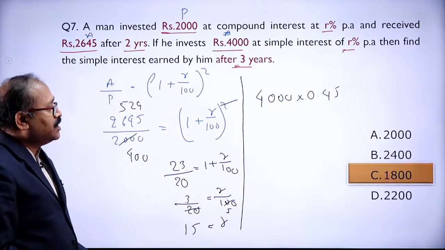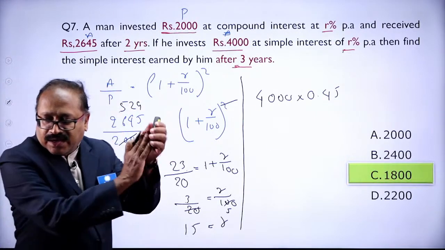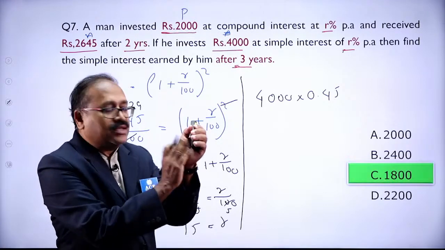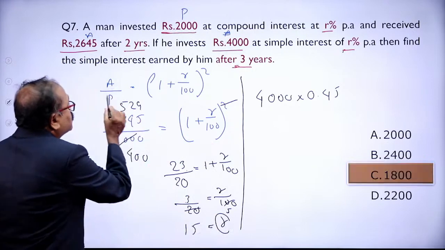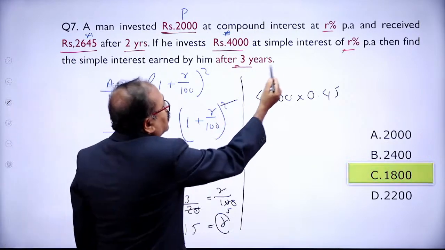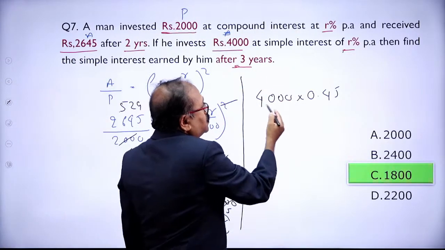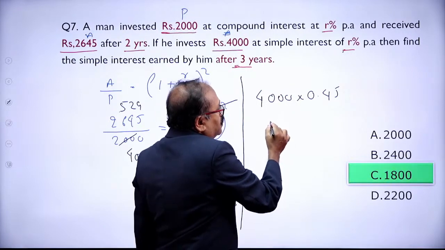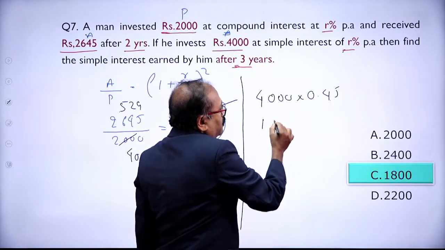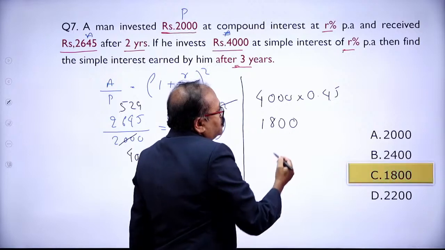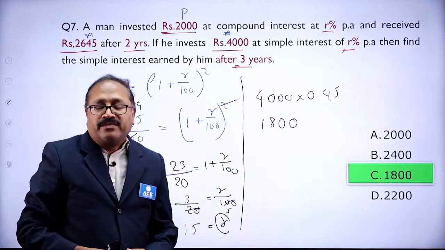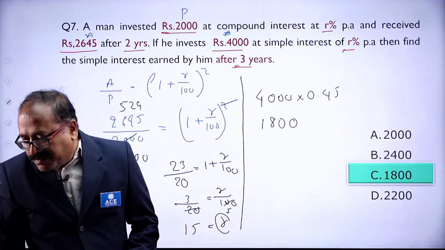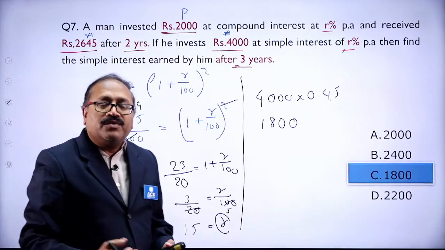Right? So here let's check that 1800 is the right answer, Anusha. That's great. So up to this we need to find out the R by using this formula. Once I get the R, 15 into 3 is 45. So that it comes 1800, followed by 2 zeros. That's your answer.